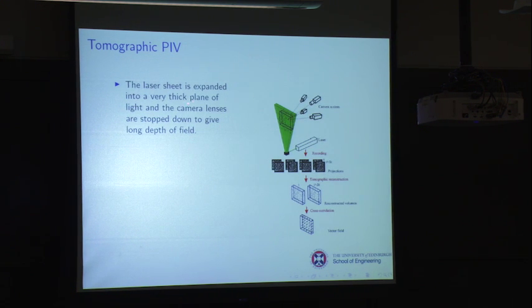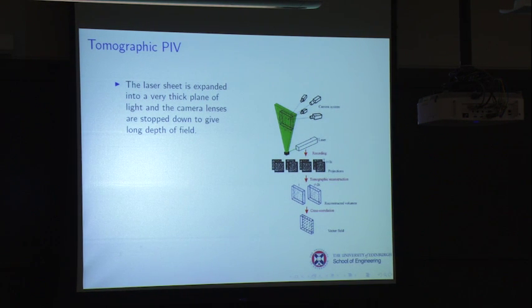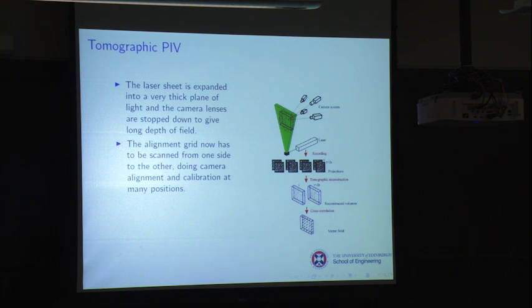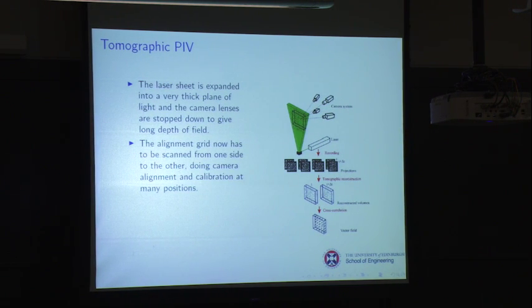So you make a thick laser sheet now. This is not really deep, but it's a thick laser sheet. So you get a distribution of velocities with depth. And so you have to stop down the camera lenses to give yourself a long depth of field. Now you have to use the same kind of alignment grid, but you're aligning more cameras, and you have to translate the alignment grid through the depth of the system that you're going to interrogate.